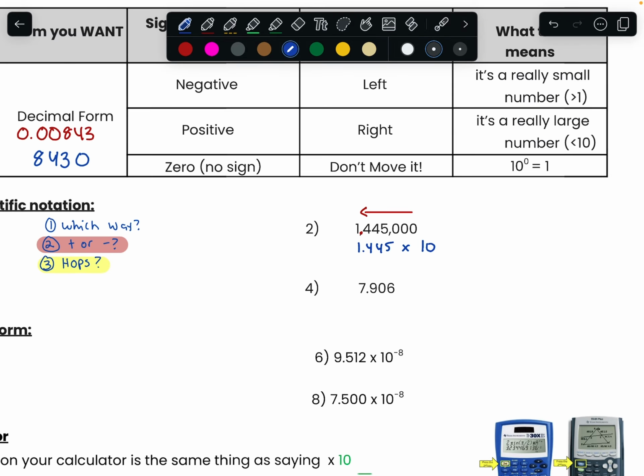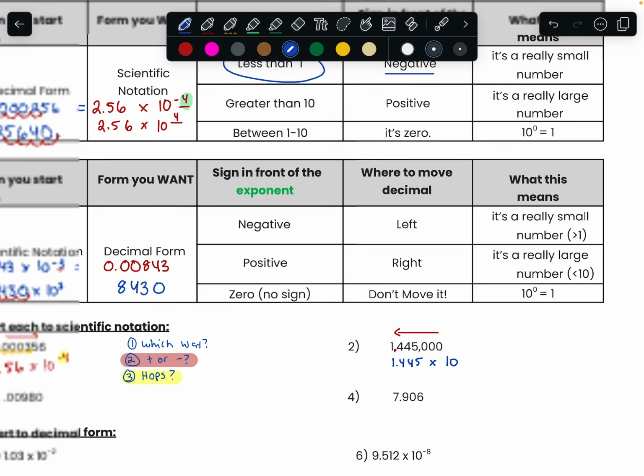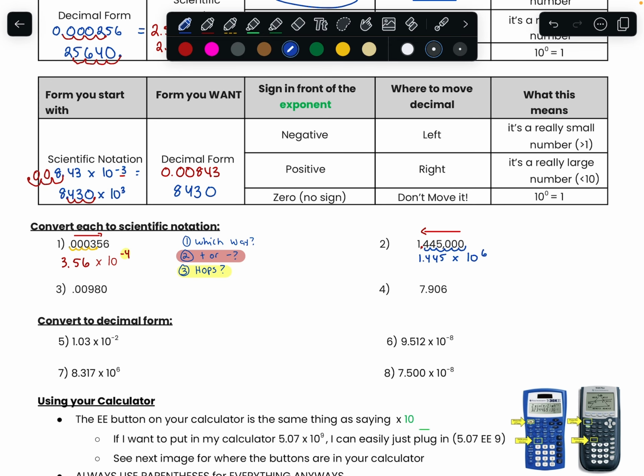So what I need to figure out now is if this is going to be plus or minus. Well, I notice that this number is much bigger than 10 in decimal form. And so what that means is that this is going to end up being a positive exponent. So how many places do I have to move this decimal? Well, I started at the end here and I went 1, 2, 3, 4, 5, 6. So this is going to be times 10 to the 6th. Go ahead and try number 3 and number 4 on your own and come back when you're ready to check your answers. So pause this video.